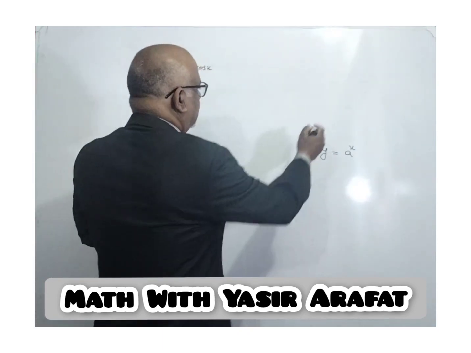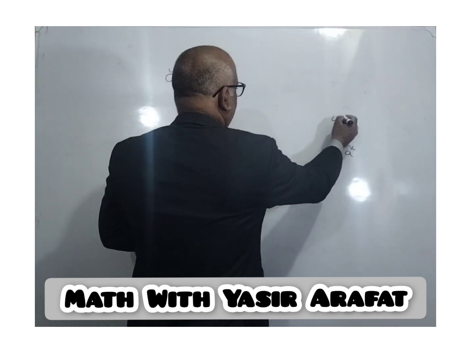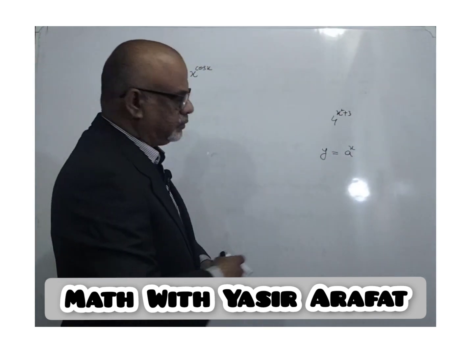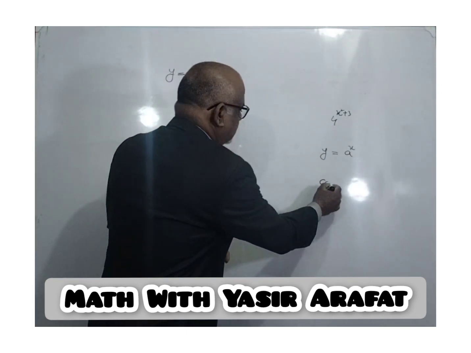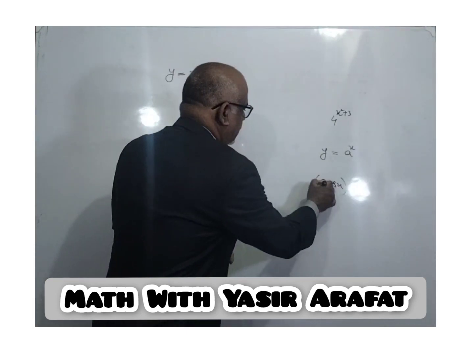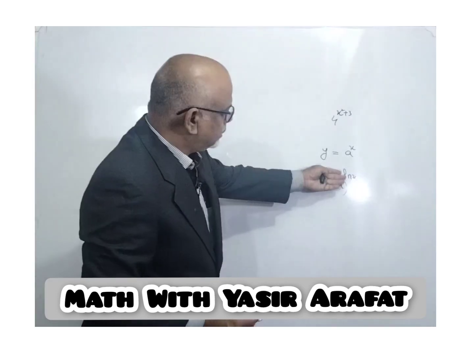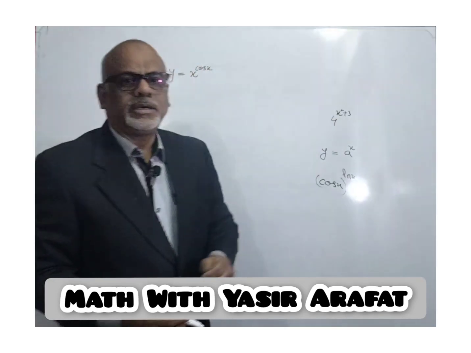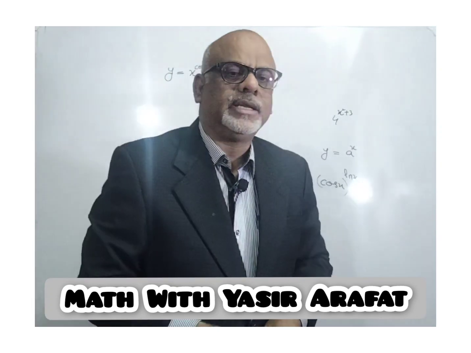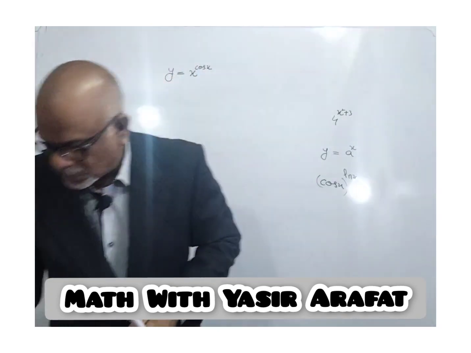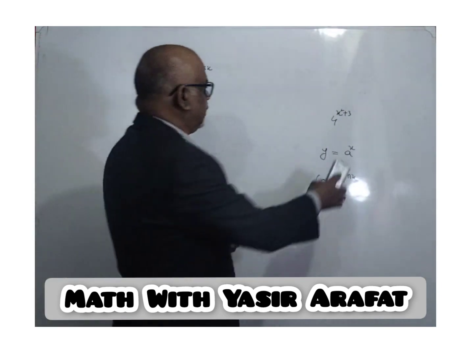For example, here this is 4 x square plus 3. This is cos x whole power ln x. So these are not in the constant form, they are in the function form. So what strategy do we have to adopt to find out the derivative here?